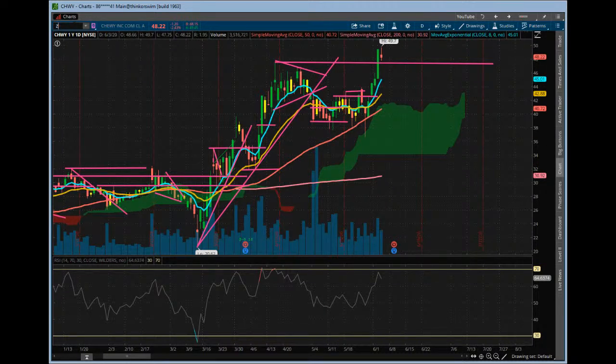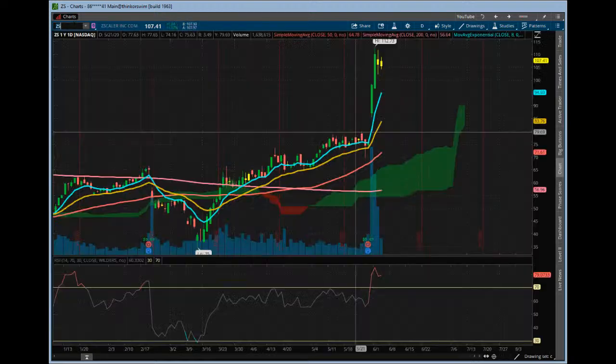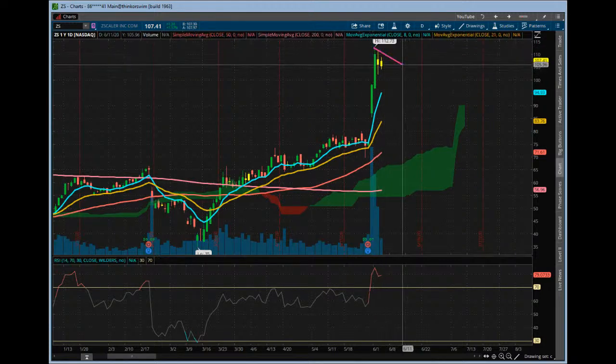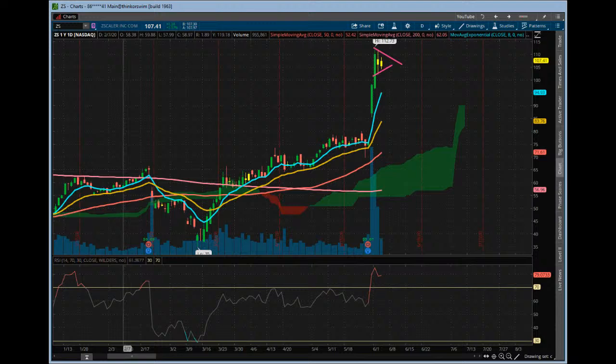ZS. Did we get a pause day on that today? Yeah, so we had 2 huge days off of this one, right, after earnings, gap and go. And so we're just kind of hanging out here, pausing a little bit right here. It's basically forming a double inside day, possible pennant on that one. So let's keep an eye on that one.